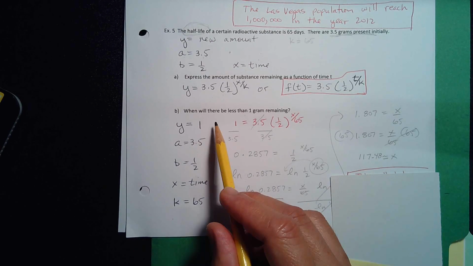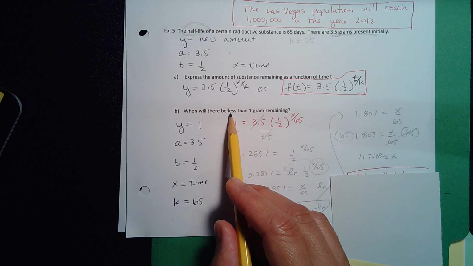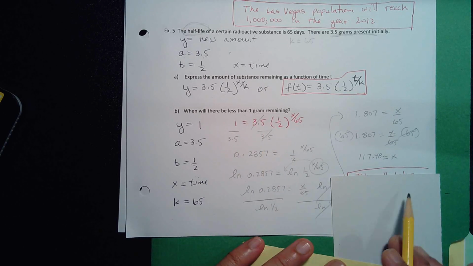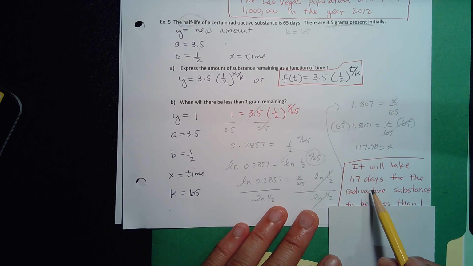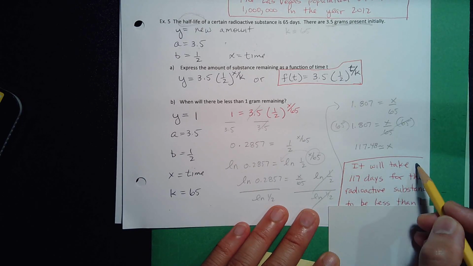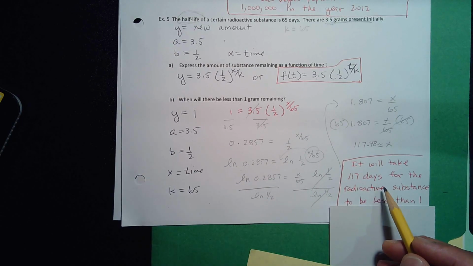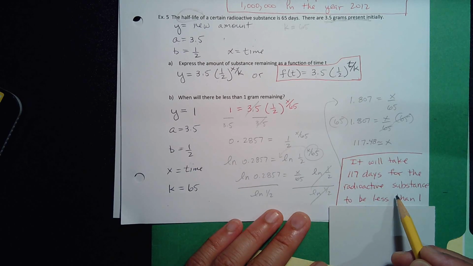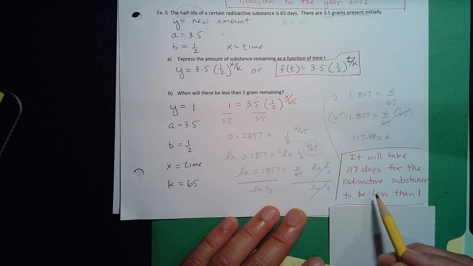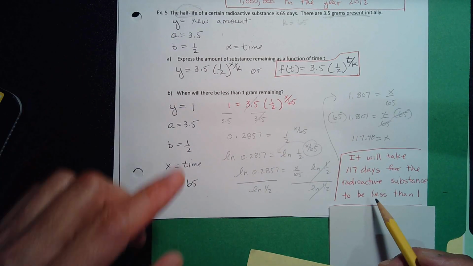So it says when will there be less than 1 gram remaining? So it will take approximately 117 days for the radioactive substance to be less than 1 gram. Complete sentence because it's a word problem.